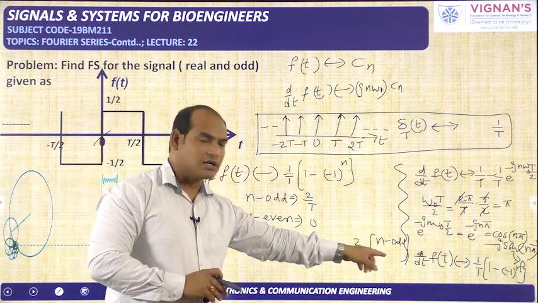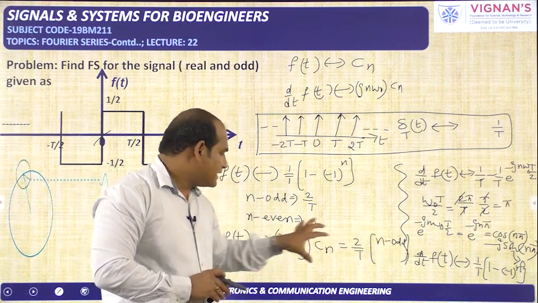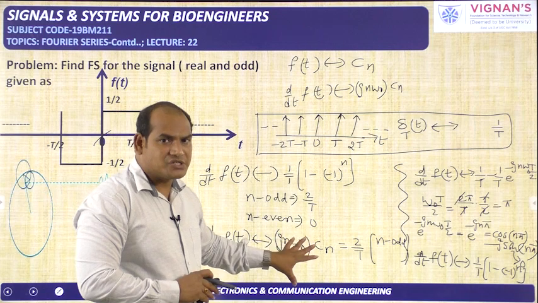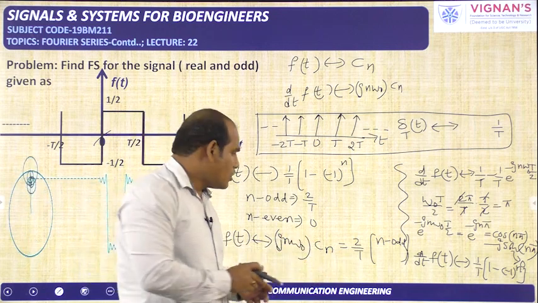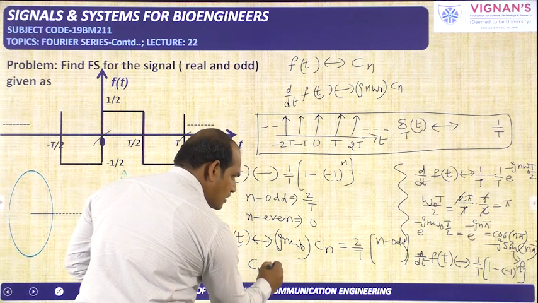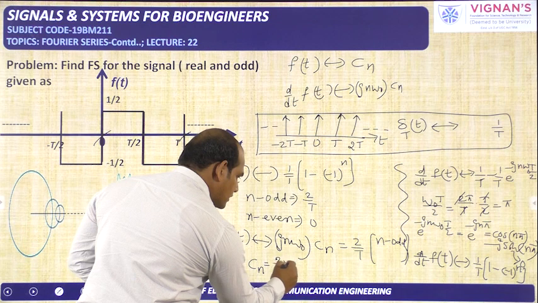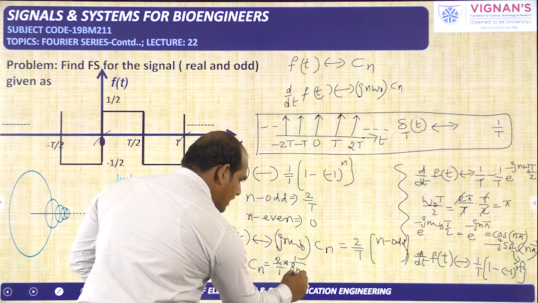whenever n is odd. So these two are the coefficients only. This one we have calculated, and this one is from the time differentiation property. So these two must be equal. So from this we can get Cn is equal to 2 by T into 1 by jn omega naught.